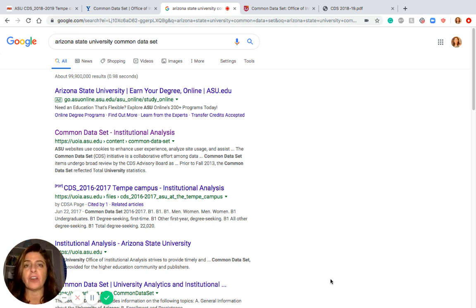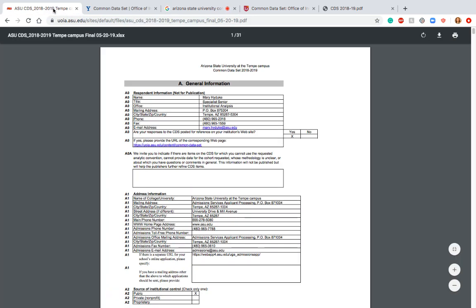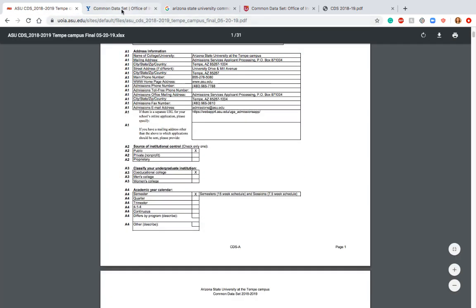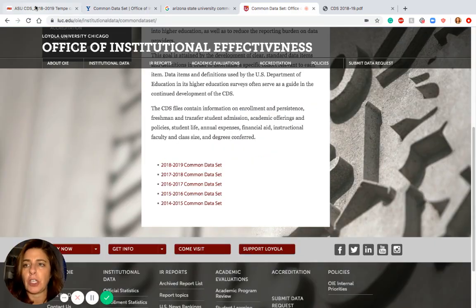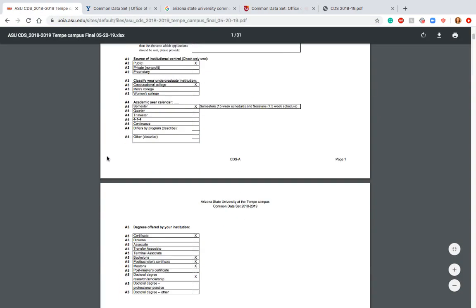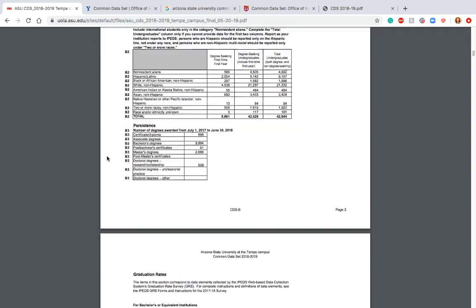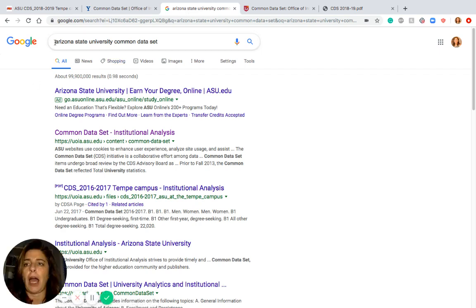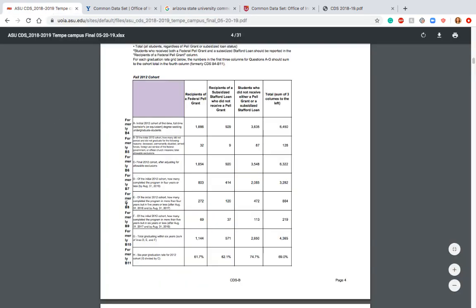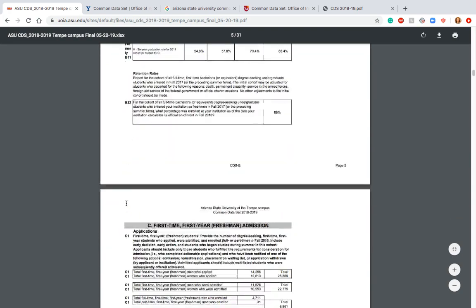So I have several different common data sets pulled up here. I have Arizona State University, I have Yale, and I have Loyola University of Chicago. So let's start with Arizona State. When you look at the school you want, again, you just Google the name of the school and the term common data set. Once you do that, you'll pull up the link to wherever they're hiding their data.